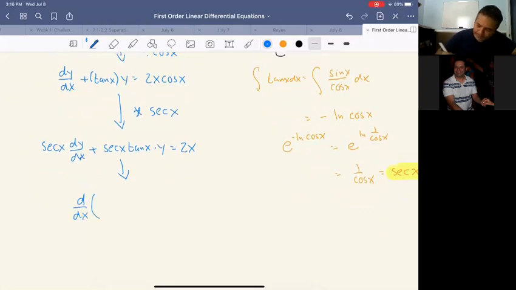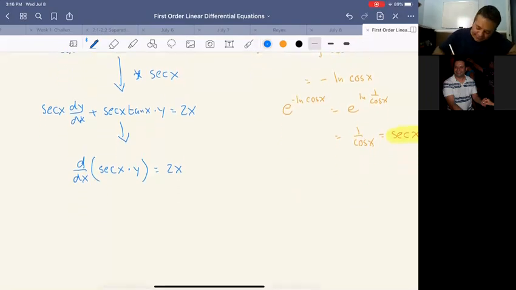Now we're just going to rewrite this as the derivative with respect to x of secant of x times y equals 2x. Integrating this, we get secant x times y equals x squared plus c.